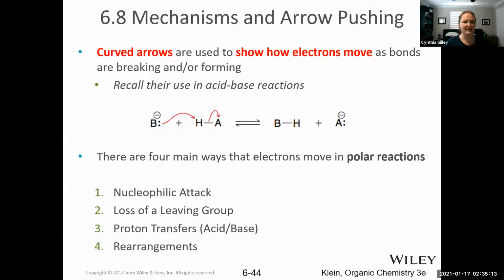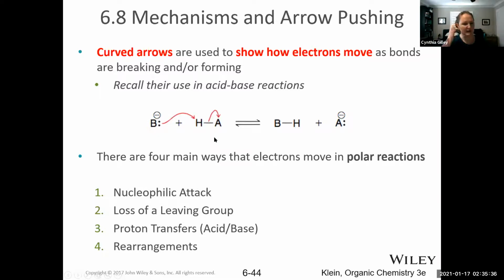Okay, let's talk about curved arrows to show how electrons move as bonds break and or are formed. Right? We talked about this before when we were talking about acid-base reactions, which are proton transfer reactions. And we use two arrows to show the electron movement here.